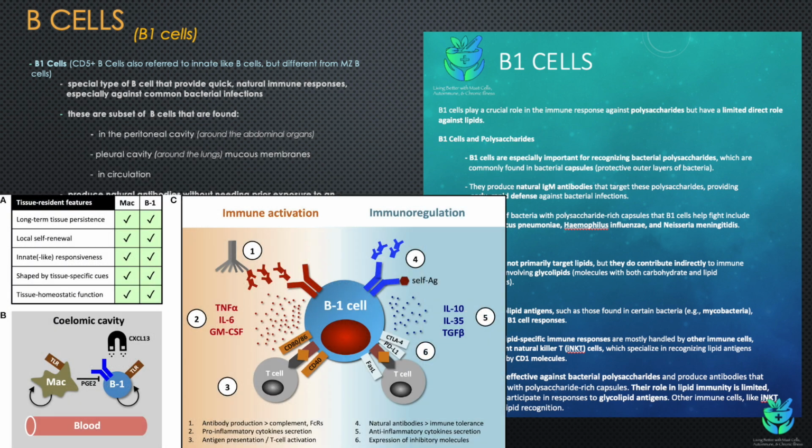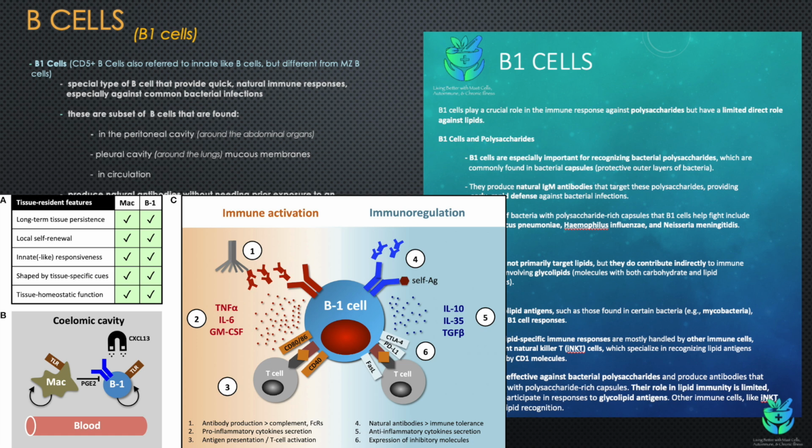They provide early defense, especially against bacterial infections. They bridge the gap between the innate and adaptive immunity, offering quick but less specific protection. They are self-renewing, meaning they can maintain their population without constant replenishment from the bone marrow. So, B1 cells play a crucial role in the immune response against polysaccharides, but have a limited direct role against lipids. B1 cells and polysaccharides.